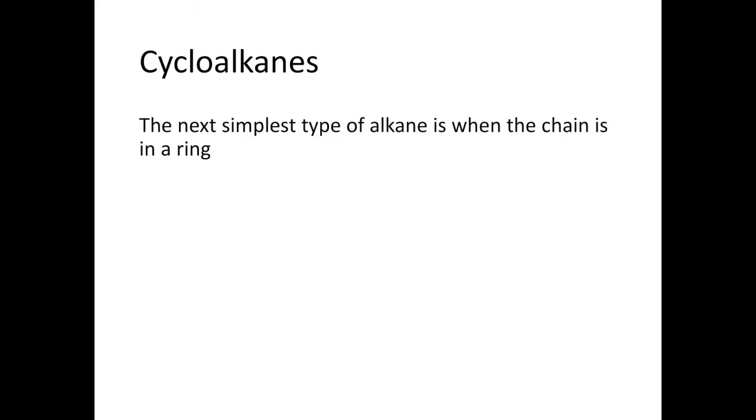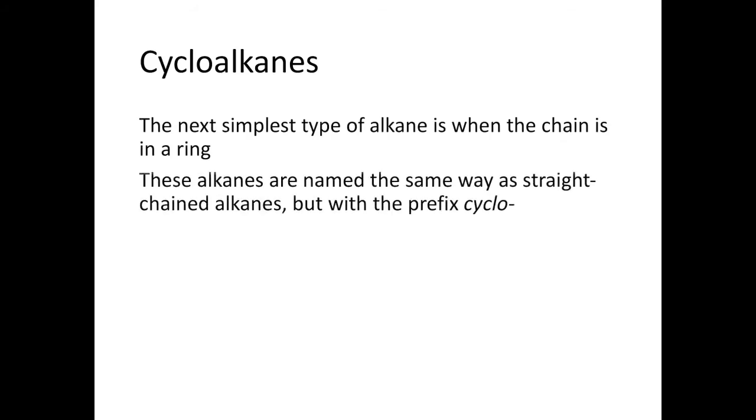So the next simplest type of alkane that you can have is just taking a straight chain and connecting its ends to create a ring. These are called cycloalkanes, and essentially you name them the same way that you name a straight chain, except you add cyclo before the name. So let's just jump straight into an example because it's pretty straightforward.